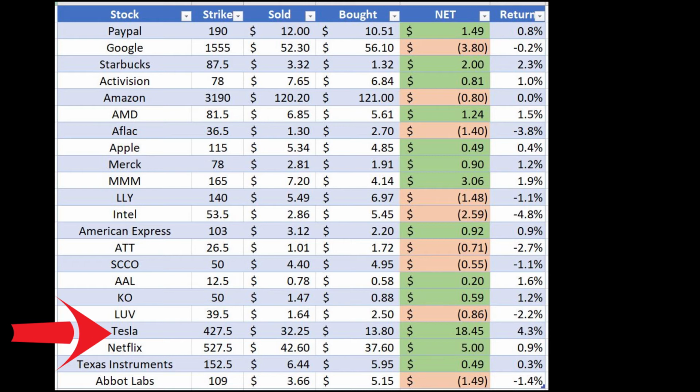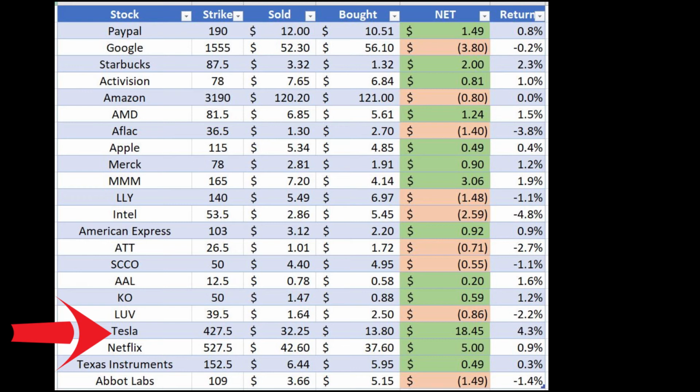So most of my net returns are like $1, 90 cents, 20 cents, 60 cents, and Tesla is $18.45. Even my other big high-priced options like Amazon, I lost 80 cents on that. And then the other one, Google, I lost $3.80 on that. But with Tesla, I made $18.45, and that's a bit of an outlier. So if we look at our $2,196, $18.45 of that is Tesla.